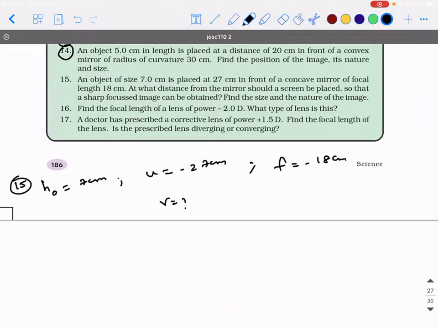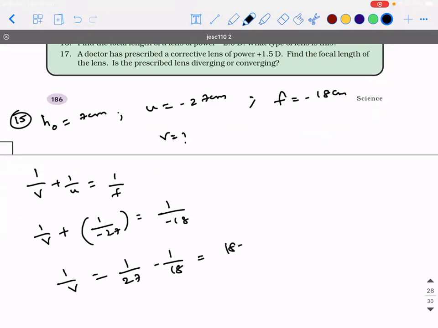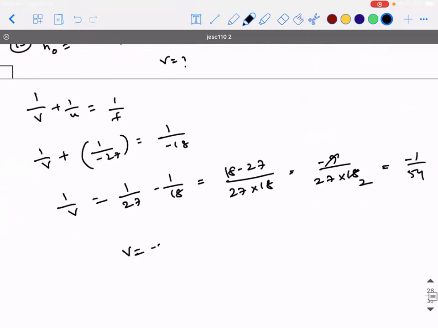So V is equal to how much? 1 by V plus 1 by U is equal to 1 by F. So 1 by V plus 1 by U, which is minus 27, is equal to 1 divided by minus 18. So 1 by V is equal to 1 by 27 minus 1 by 18. So 18 minus 27 divided by 27 into 18, which is minus 9 divided by 27 into 18. Cancel it 2 times. Minus 1 by 54. So V is equal to minus 54 centimeter.